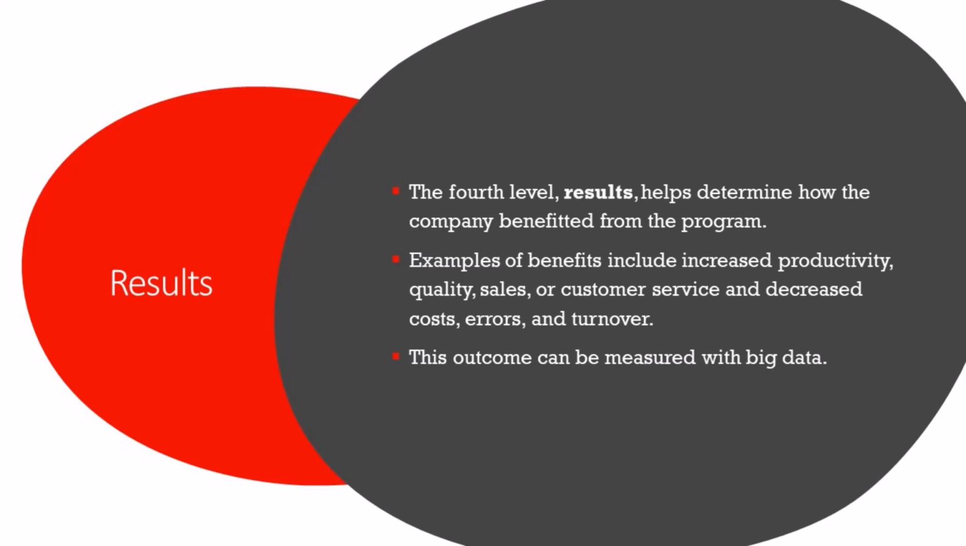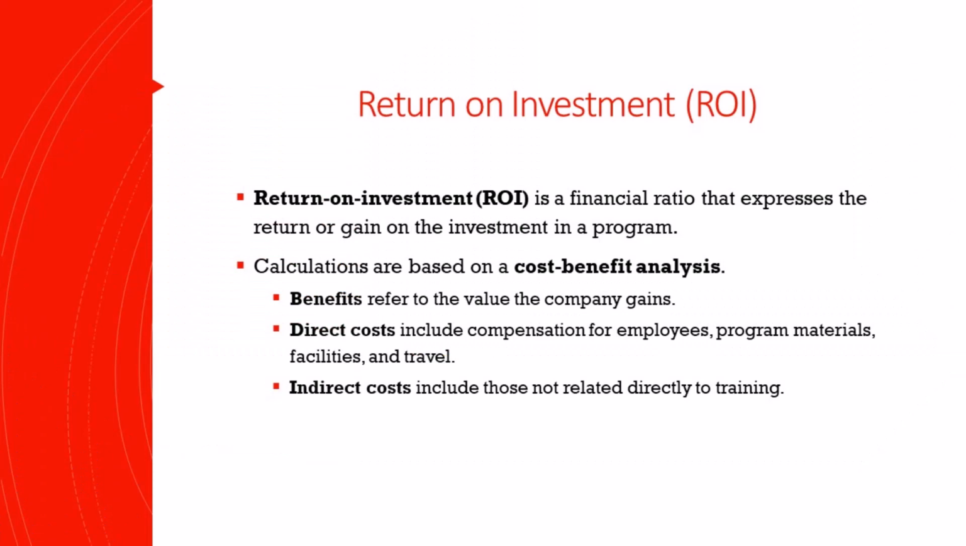Ideally, we gather this information from the organization using big data, a concept we'll cover in the next module. Personnel files, historical records, and training technology can also provide valuable information. This is where Kirkpatrick's model stops, and the next level is where Phillips' contribution begins. The fifth level was added on by Phillips.